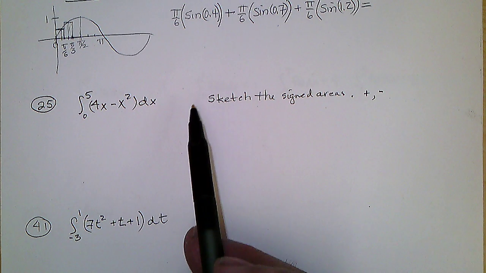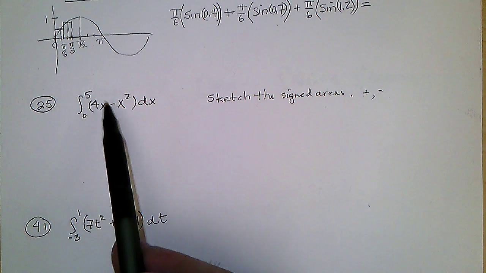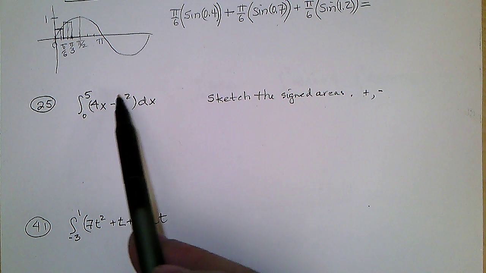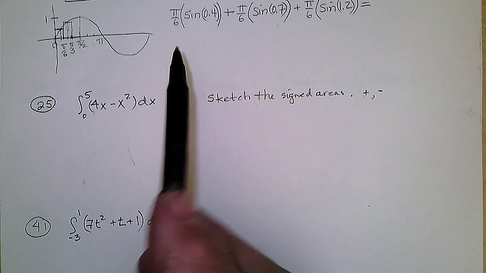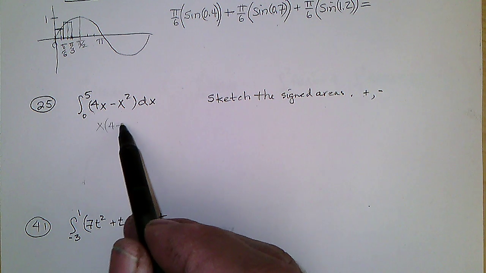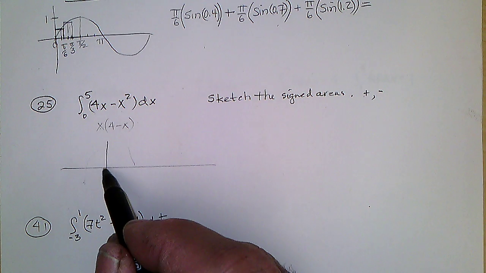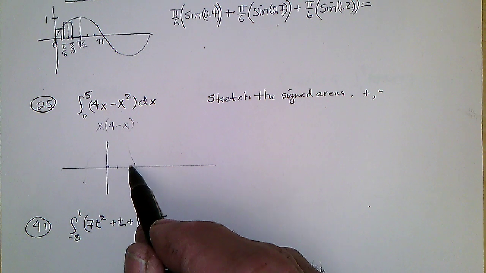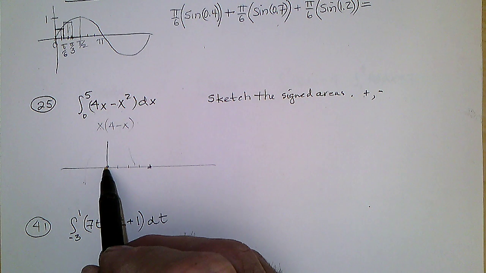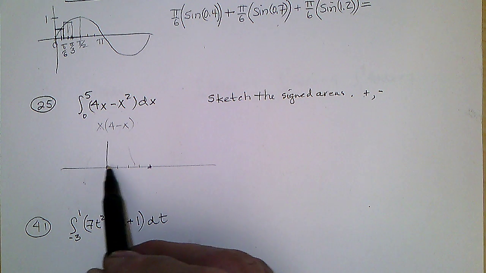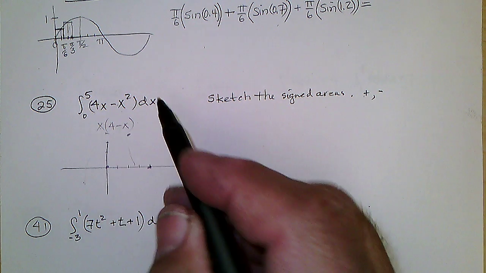This one, it says, sketch the areas and indicate the positive and negative areas. So I'm going from 0 to 5 of, I got a parabola, upside down parabola with a 4x added on. Let's see, that actually factors to x times 4 minus x. So I know from that that this parabola goes through 0 and through 4. And it's negative 1x squared. So if I'm 2 out, it'll be 1, 2, 3, 4 up to the vertex.